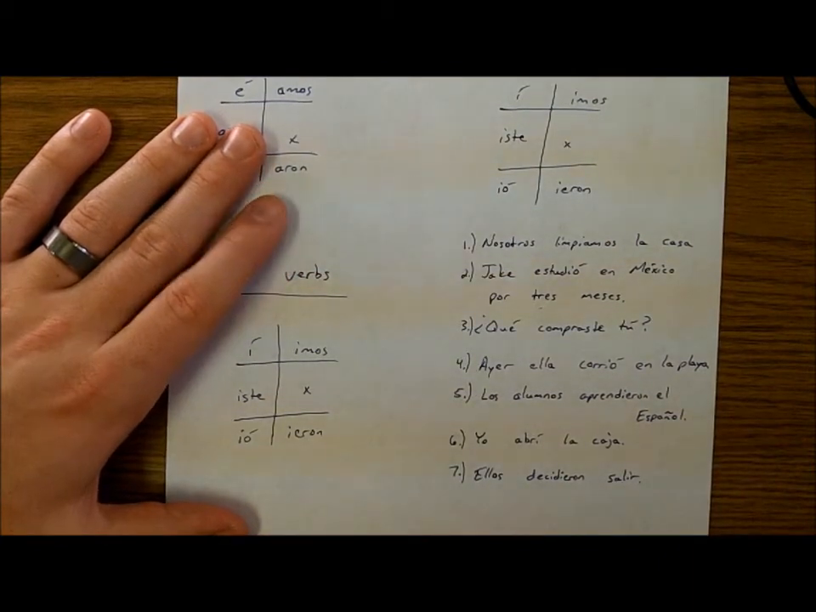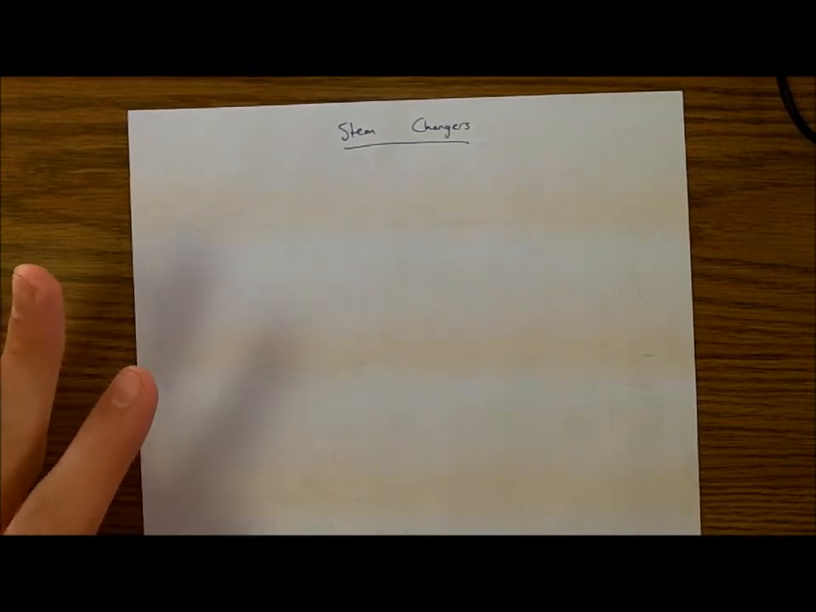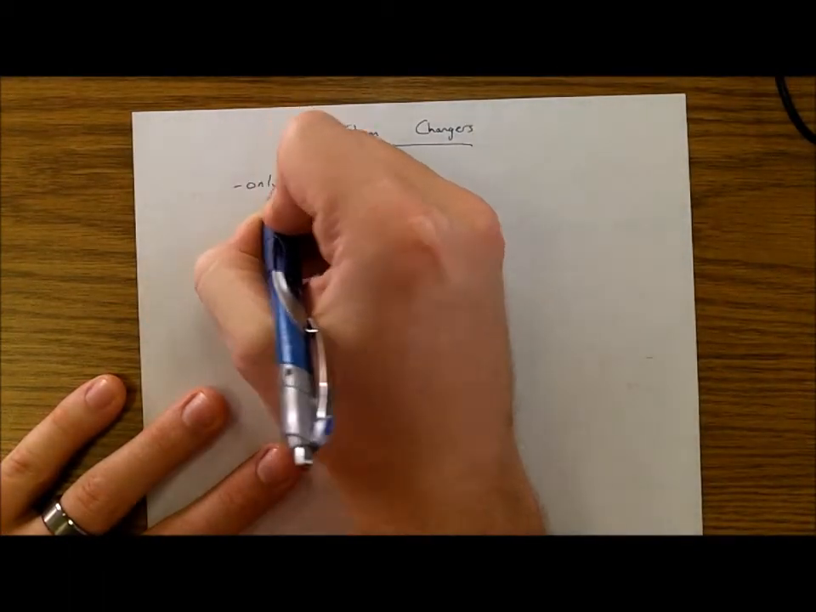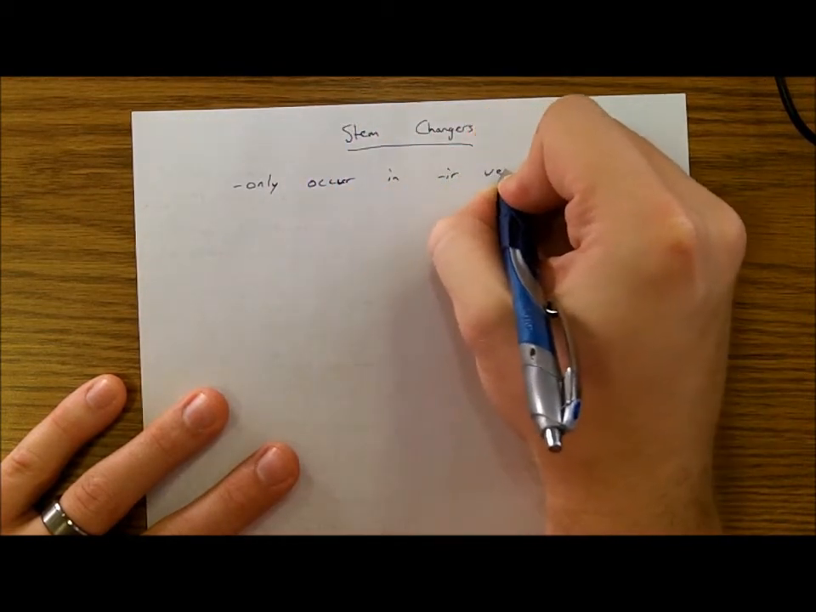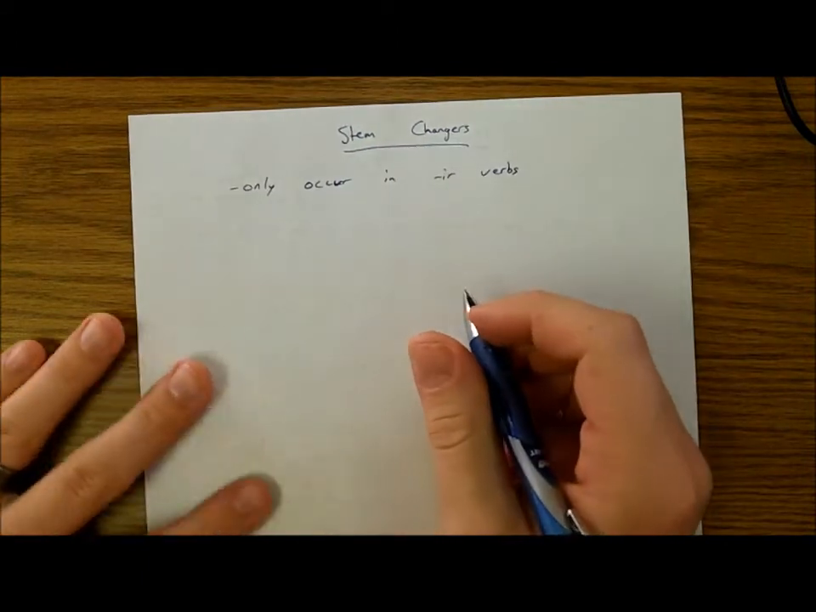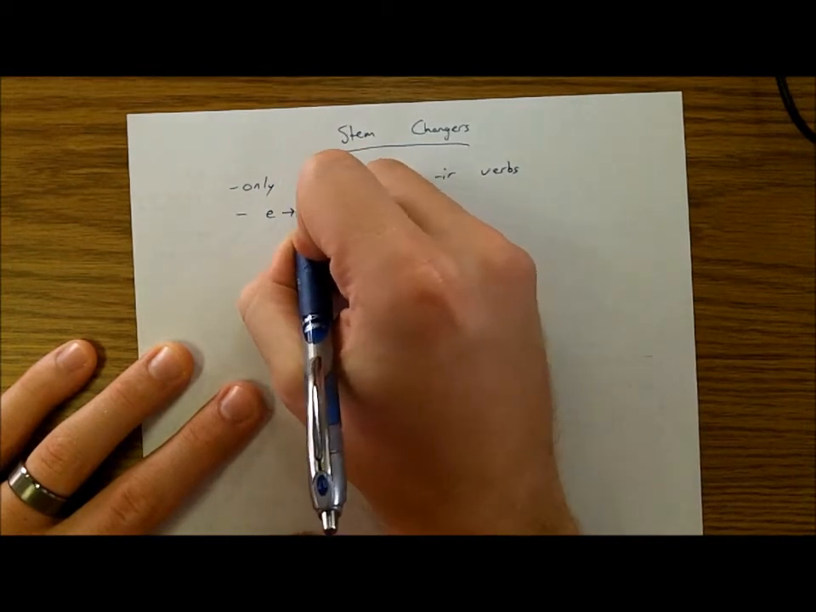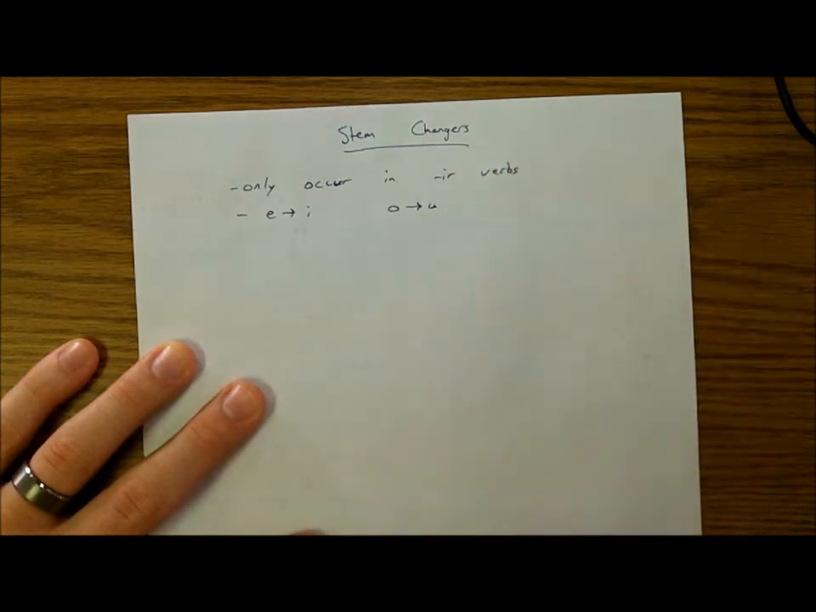Alright? Now we're going to move on to some of the irregulars. Now you may be asking yourself, what about stem changers? Well, stem changers are more rare in the preterite than in the present, but they do still exist. The reason why they're more rare is they only occur in IR verbs. And the only stem changes that you'll see are E to I and O to U. And lastly, they only take place in the third person.